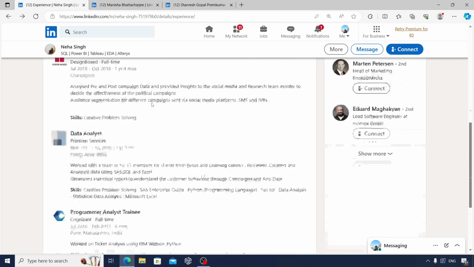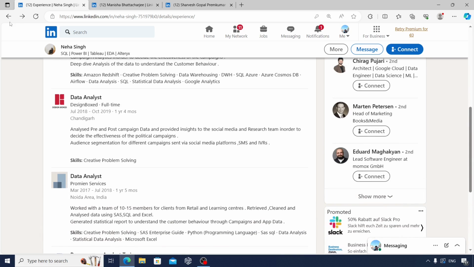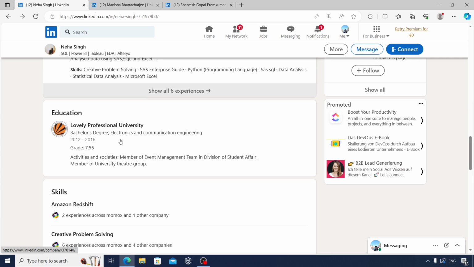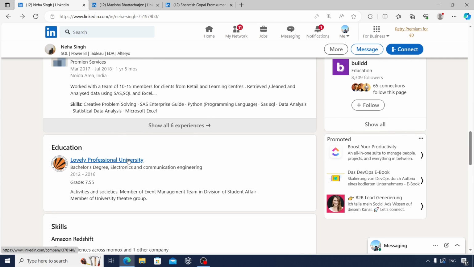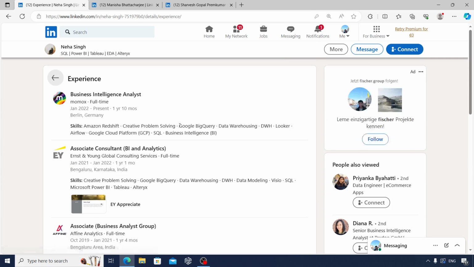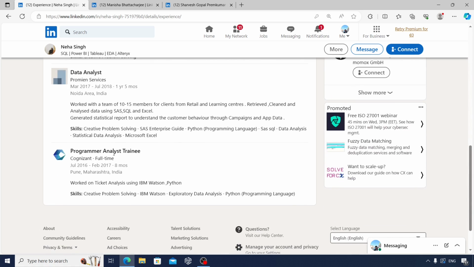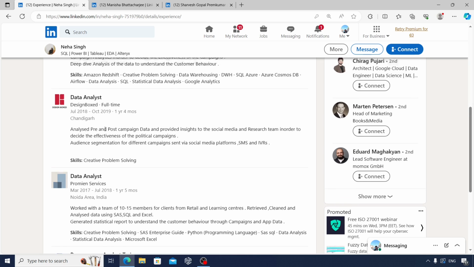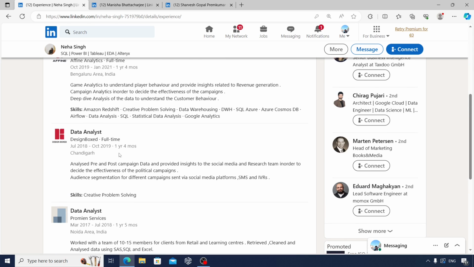Then we have Neha Singh. If you look at her profile, she has also done a bachelor's in electronics and communication engineering from LPU. Then after that, if we look at her jobs, she started in the services industry, as a program analyst in Cognizant, then moved on to another smaller company as a data analyst, and then also worked in Chandigarh for one and a half years as a data analyst again.